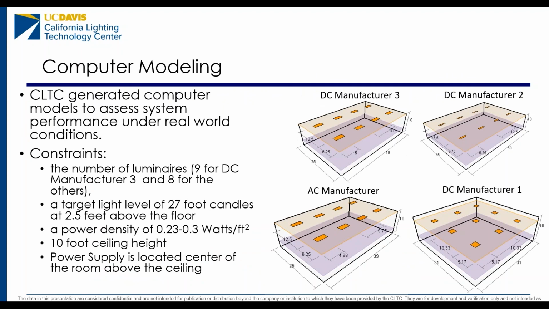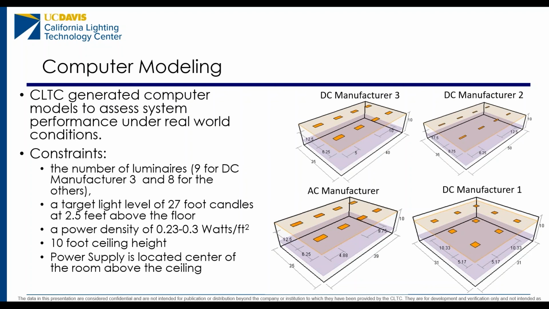As I mentioned earlier, we tested these systems under what we considered to be the worst case scenario in terms of cable length. Realizing that it's unrealistic to have 8 luminaires that are 100 meters away from the power supply, we generated computer models to determine what real-world cable lengths might actually look like. To do this, we set the following constraints in the model. The number of luminaires is either 8 or 9, depending on the system.